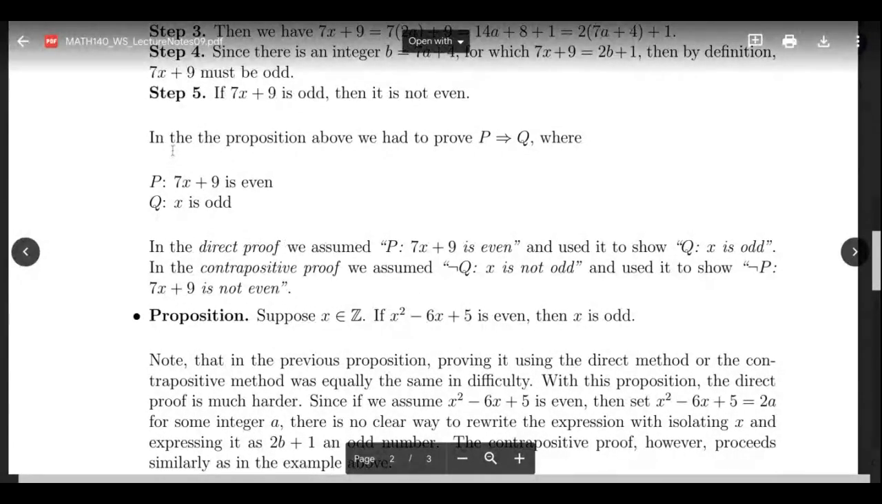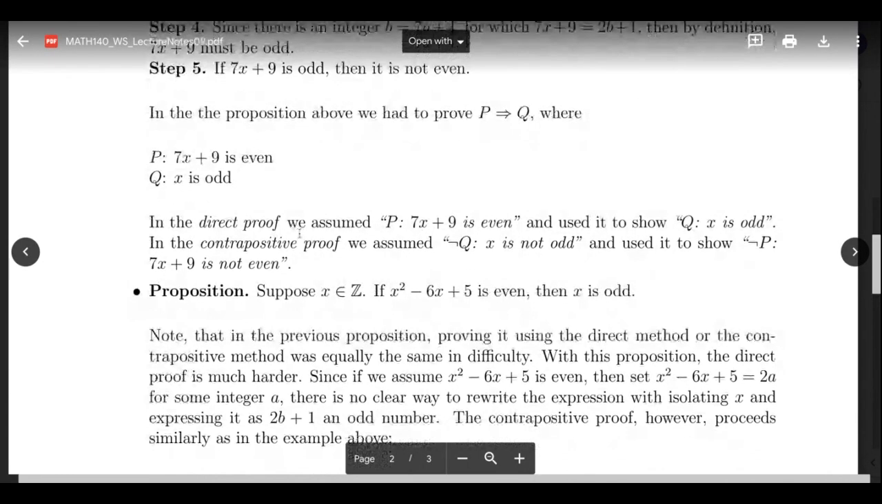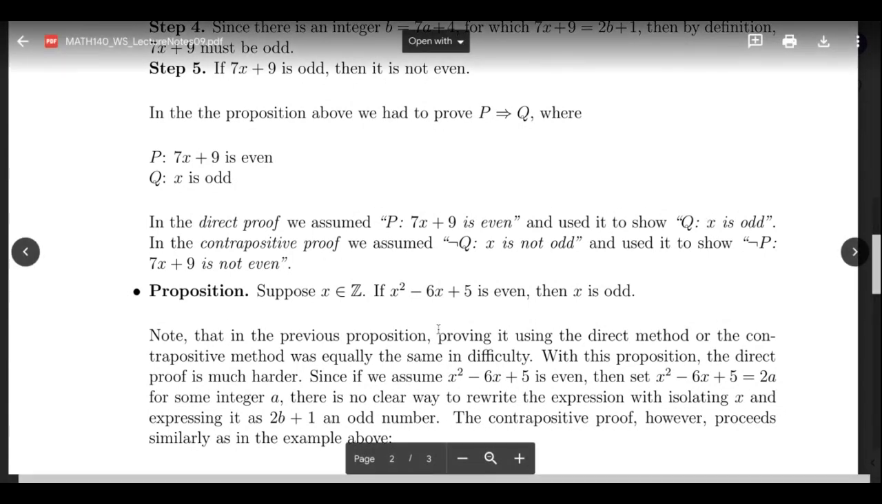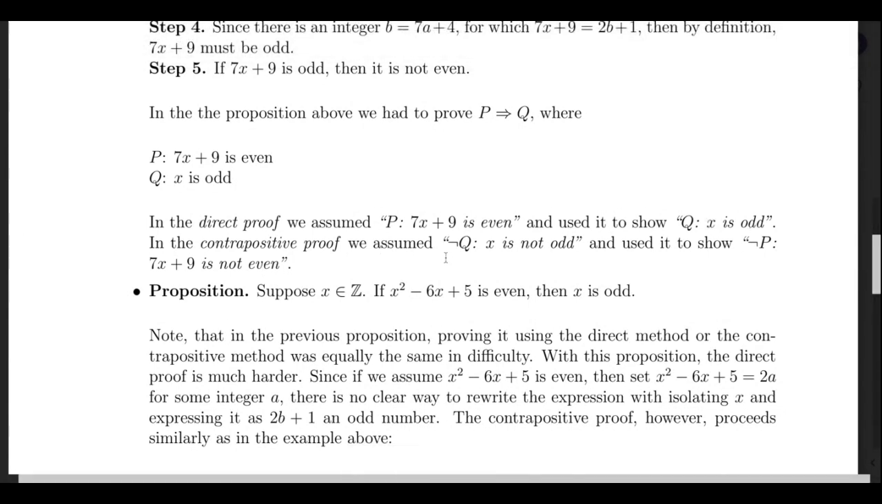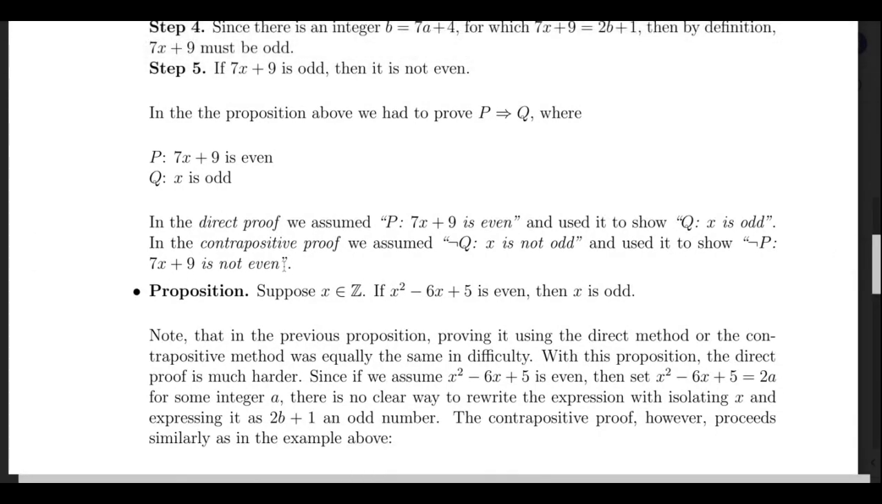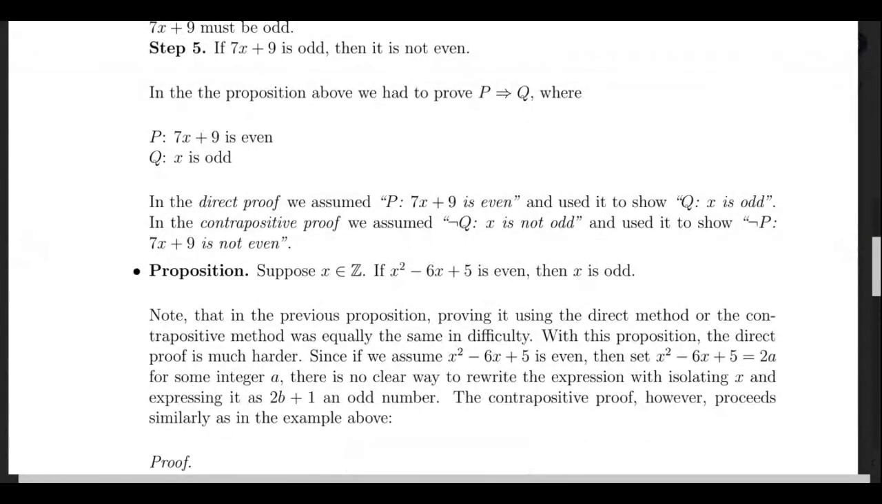Okay, let's see this little summary. In the proposition above, we had to prove P implies Q, where P is 7x plus 9 is even, and Q is x is odd. In the direct proof, we assume P, 7x plus 9 is even, then use that to show Q, x is odd. In the contrapositive proof, we assume not Q, which means x is not odd, and we use this to prove not P, 7x plus 9 is not even. Any questions?